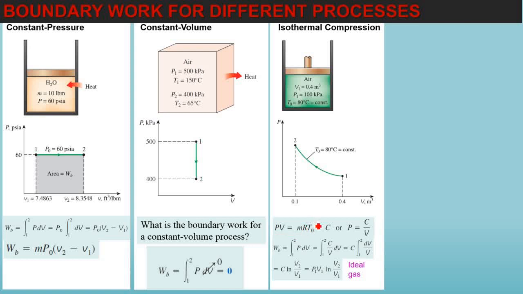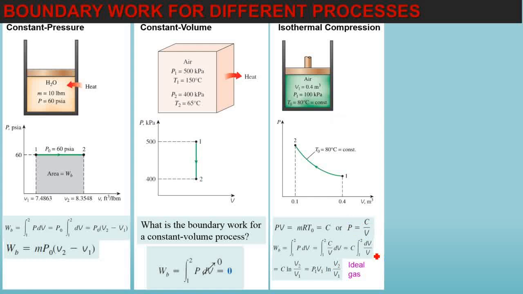Mass, gas constant, and temperature do not change throughout the process, so we can write mRT naught is equal to C. So PV is also equal to C. P and V change throughout the process, but their product, PV, is maintained at constant level C. So I can write P1 V1 is equal to C and P2 V2 is equal to C. Also I can write this equation: P is equal to C divided by V.